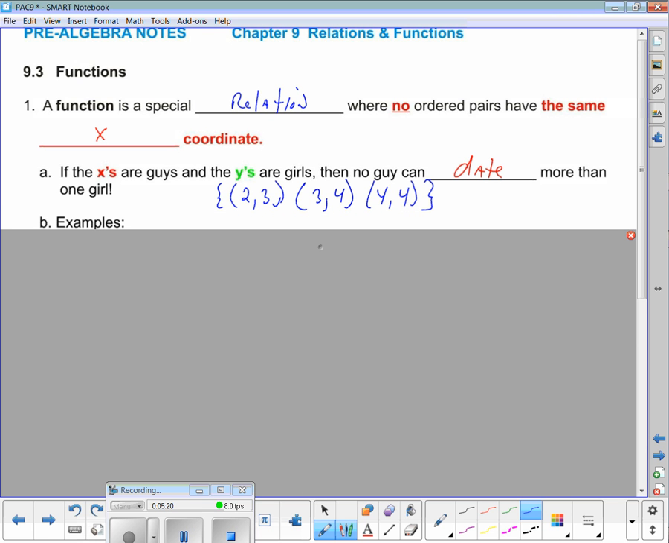Okay? Guy 2 is dating girl 3. Guy 3 is dating girl 4. Guy 4 is also dating girl 4. But is any guy dating 2 girls? No. So let me show you how this works, and let me compare it back to computers.